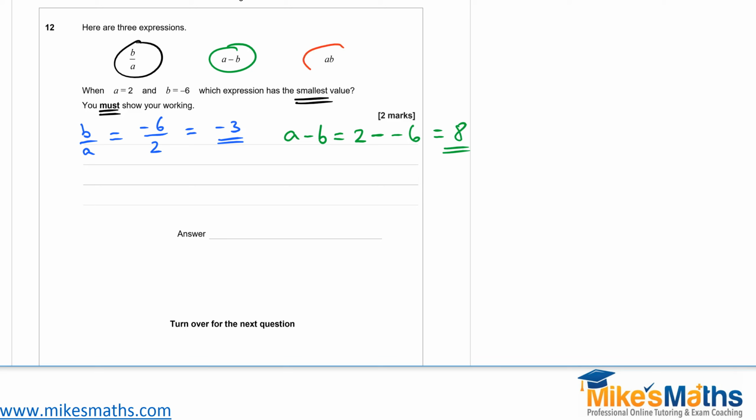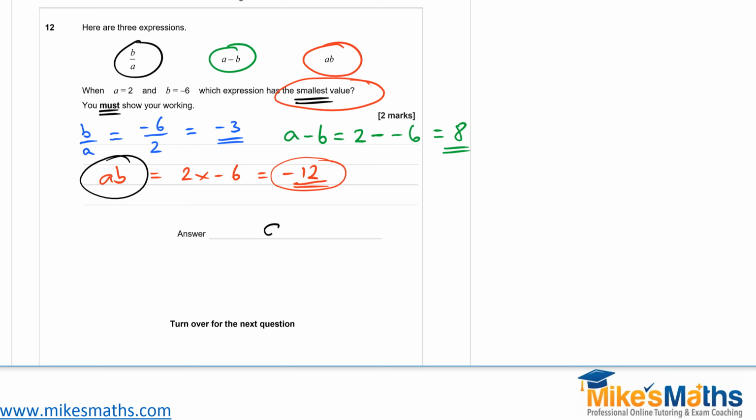Okay, now we'll look at the third one. We'll do this one in red. AB, of course that means A times B, so it's 2 times negative 6, that's negative 12. Okay, we've shown all our working. Go back to the question, which expression has the smallest value? Well, I'm sure you can see straight away that negative 12 is the smallest value. Which expression gave that? This one. So the correct answer, we just write AB in there. Okay, and you've shown all your working. So that would be a perfect answer.